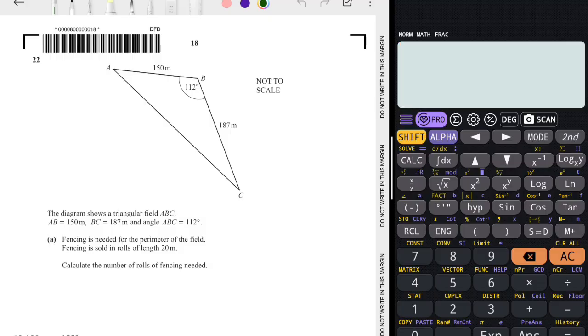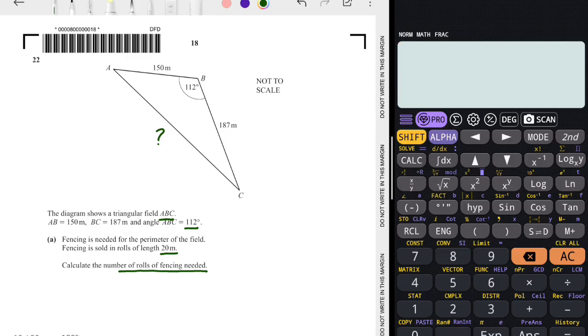The diagram shows a triangular field ABC. AB is equal to 150 meter, BC is equal to 187 meter, and the angle ABC is equal to 112 degree. Fencing is needed for the perimeter of the field. Fencing is sold in rolls of length 20 meter. Calculate the number of rolls of fencing needed. Definitely we have to find out the length of AC first of all, then afterwards we are going to add all three sides and divide by 20 meter to get our final answer.